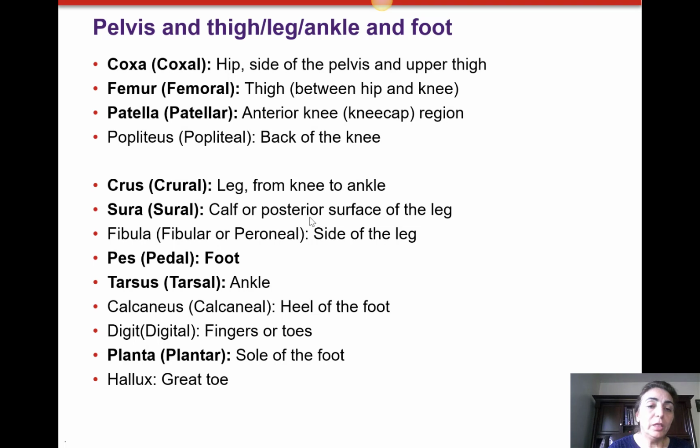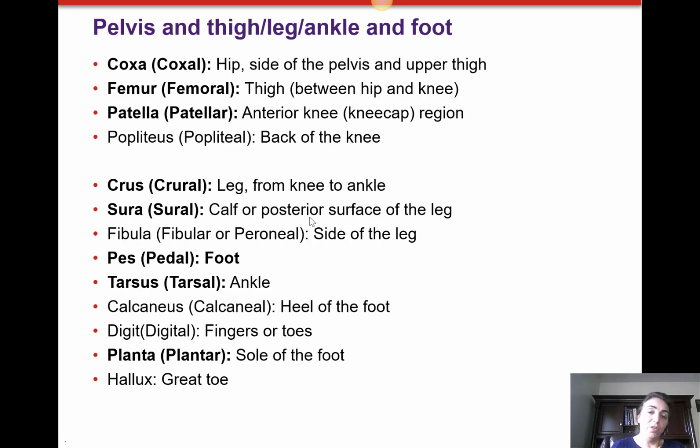And then we have patella, and the adjective patellar, that's the anterior knee or kneecap region. We have popliteus, that is the posterior or back of the knee. The adjective for that is popliteal. So popliteal is the opposite of the patella. Then we have the crus, that refers to the leg.